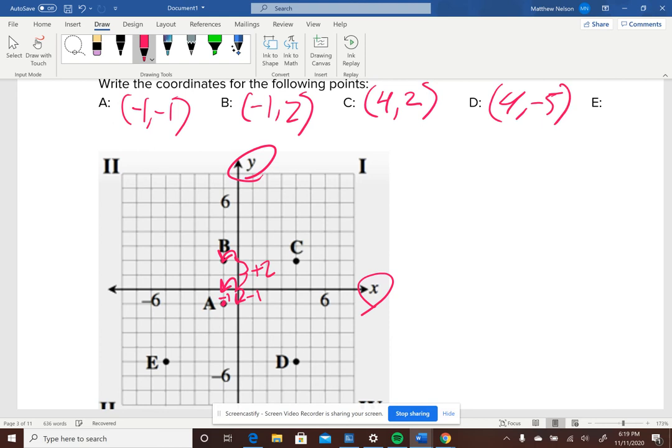And then E, we're going to the left or in the negative direction 5 spots, so negative 5. And then we're going down 5 spots, so that'd also be negative 5. All right.